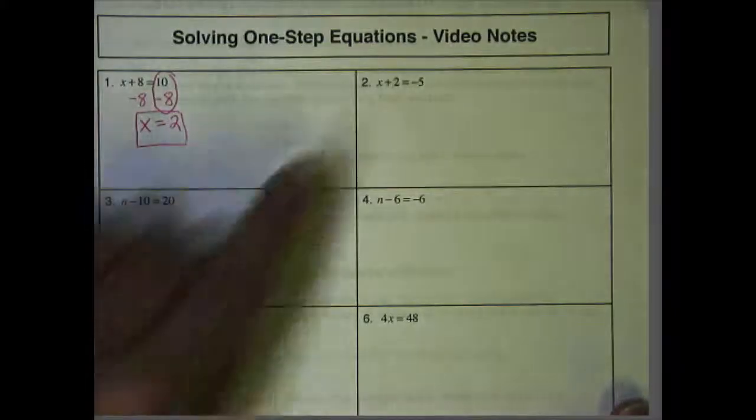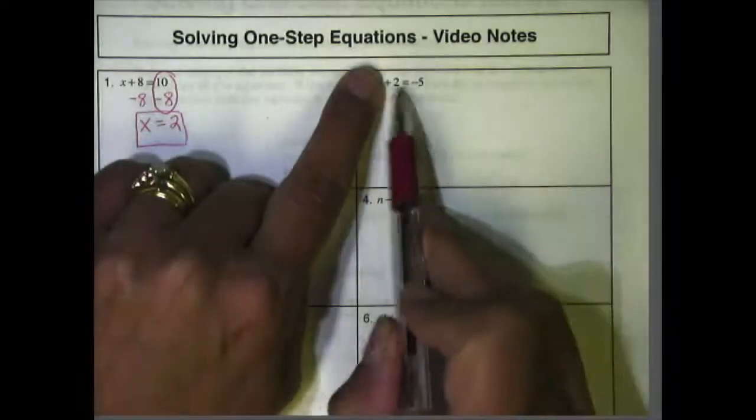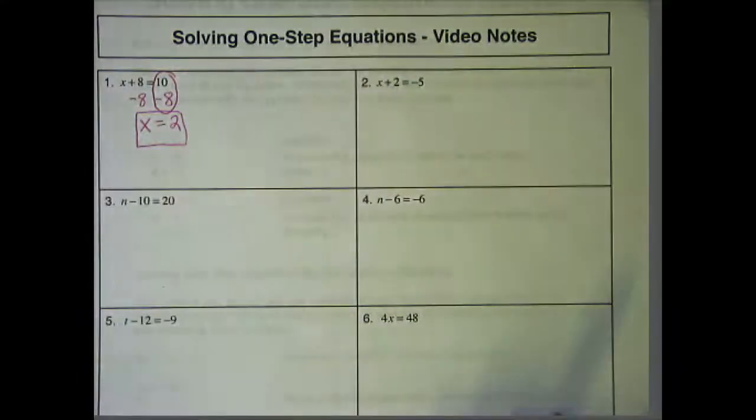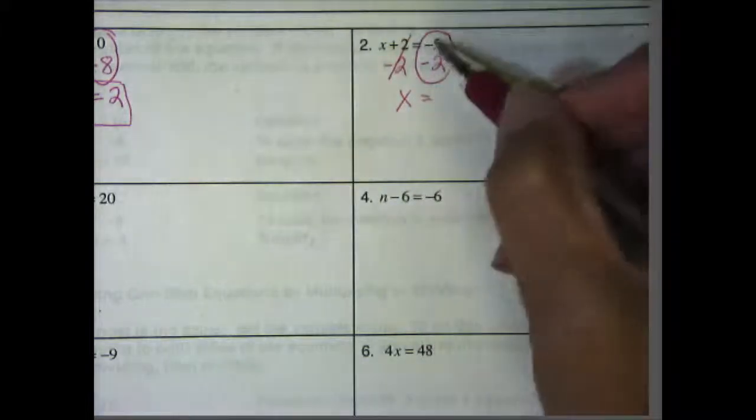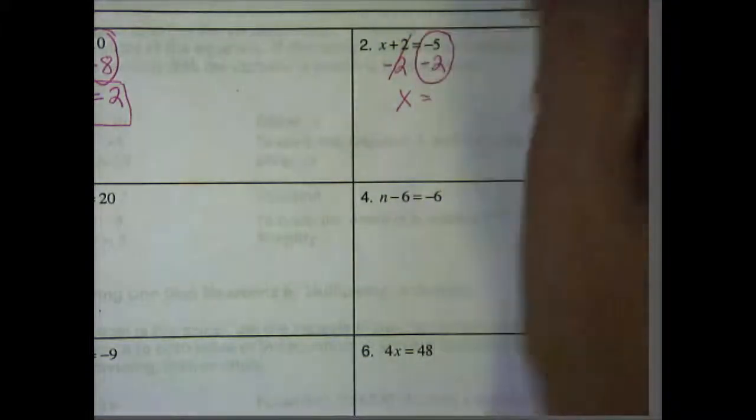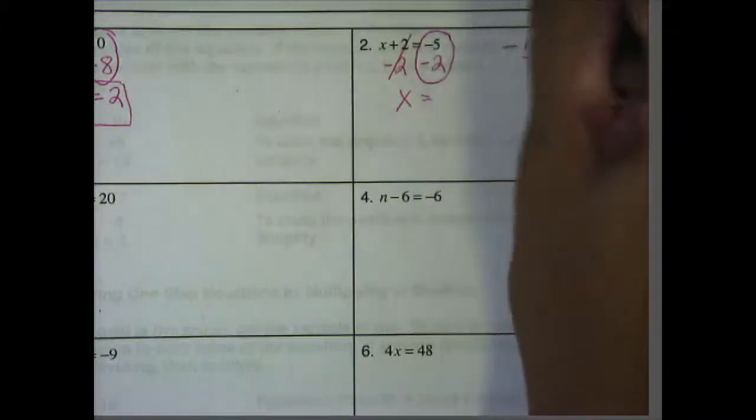Number 2, again, when I cover up my variable, I have a positive 2. So in order to get rid of a positive 2, I need to subtract 2 from both sides. So I know that these are going to cancel. Positive 2 and negative 2 make 0, which is what I want. And then I have negative 5 minus 2. Negative 5 minus 2. So if you need to show it out to the side, you can.